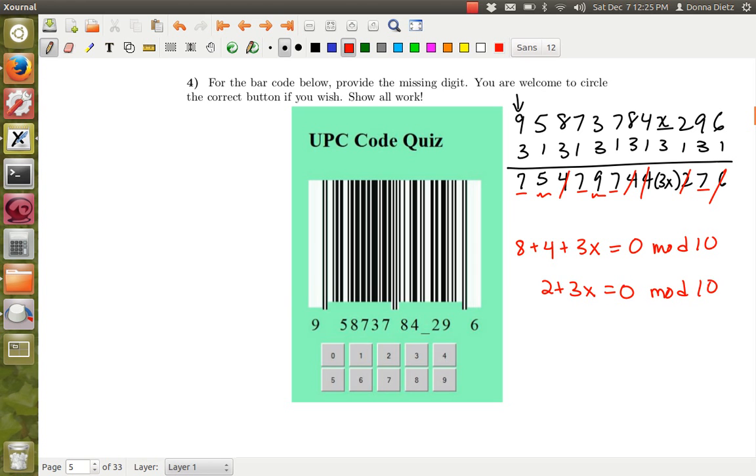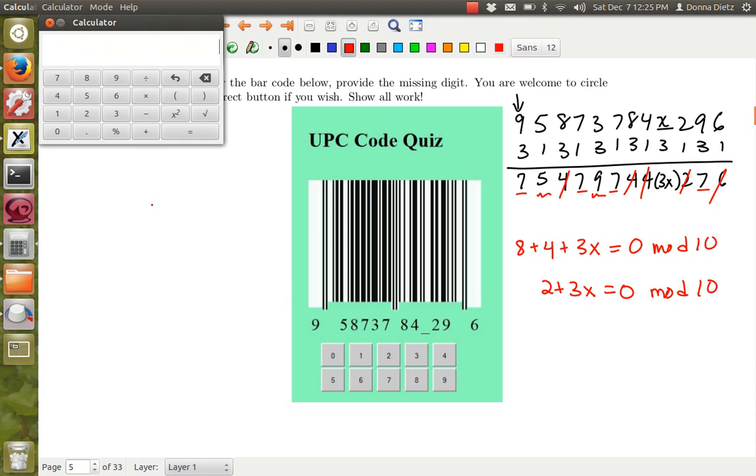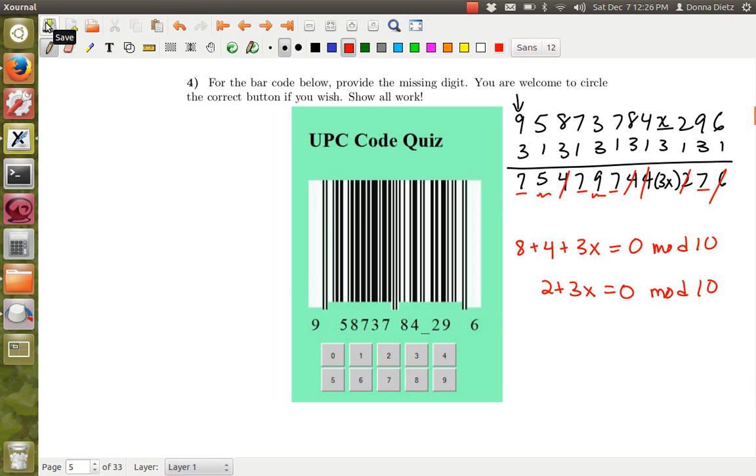For those guys who love your calculators, you can do it this way. You just pull out your calculator and you could have just done 7 plus 5 plus 4 plus whatever, whatever, whatever, and you'd end up with something like 82. Let's say you end up with an 82. Then you would just chop off the 8 and keep the 2. So you can either do it by calculator, or you can do it by hand, but the 3x remains.